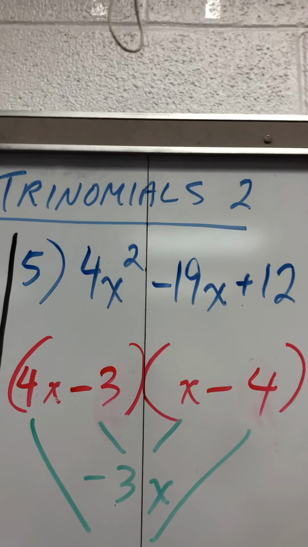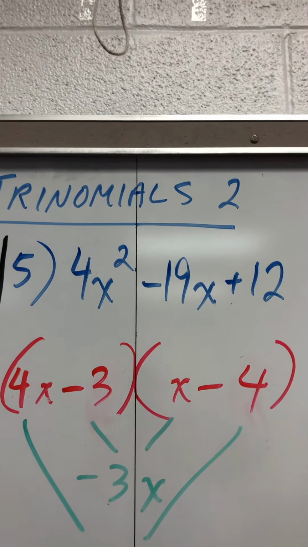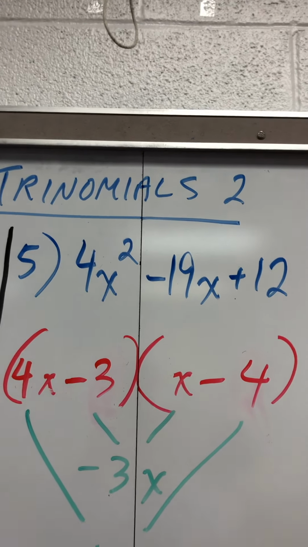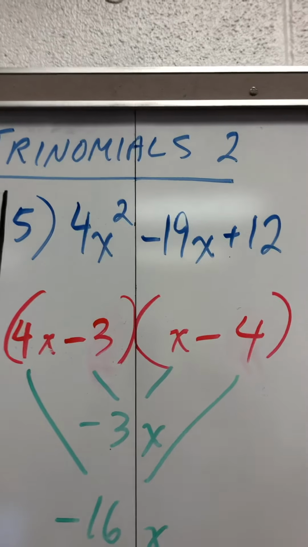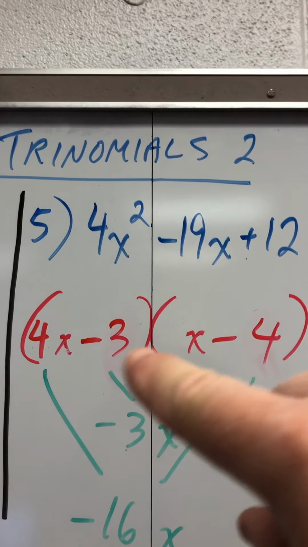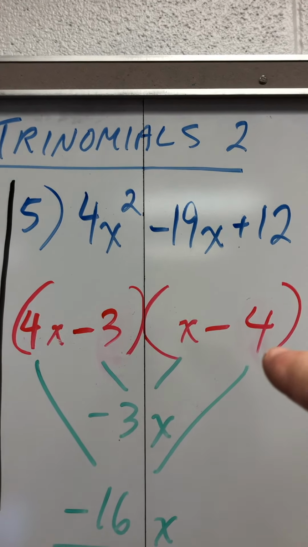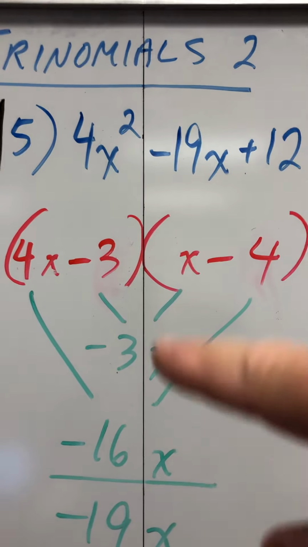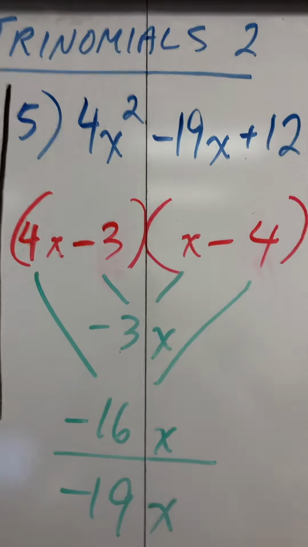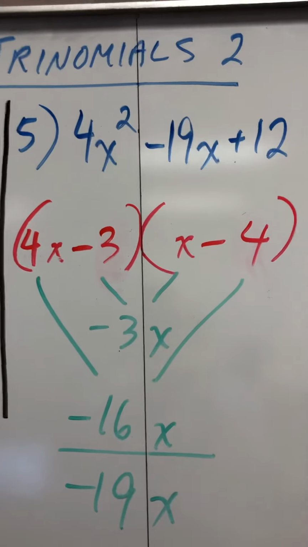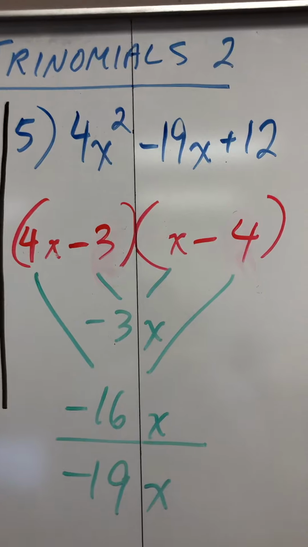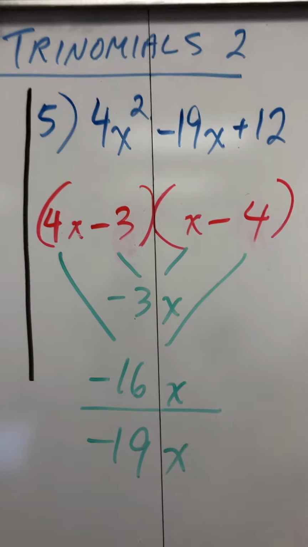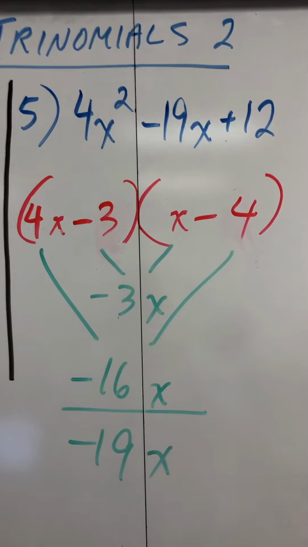So let's try 4 and 1. Okay, 4 times 1. And let's try negative 3 and negative 4. And the 4 is not going to be here. The 4 has to be over here. So did it work? 4 times negative 4 is negative 16. Negative 3 times 1 is negative 3. Negative 3 and negative 16 is negative 19. Ding! Yes. Okay. So if one way doesn't work, we try another way.